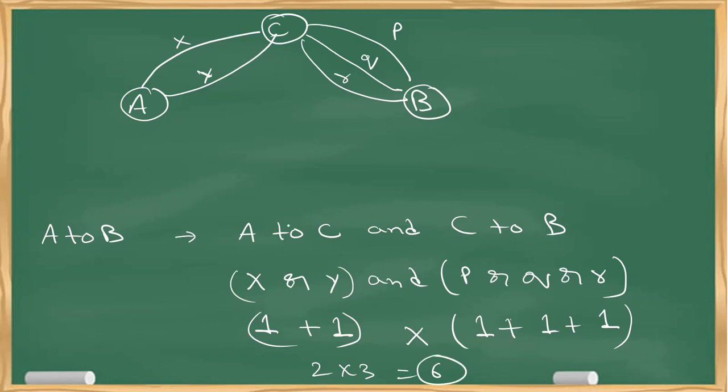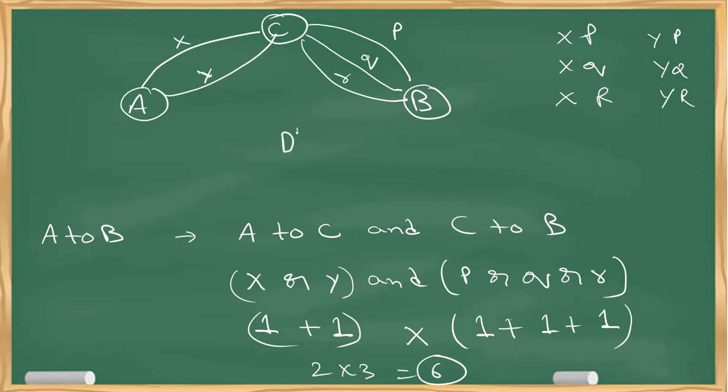And what are those? It's simple. I can either choose XP, XQ, XR, or YP, YQ, YR. These are the six possibilities. Among these, I can choose any way and I can travel.